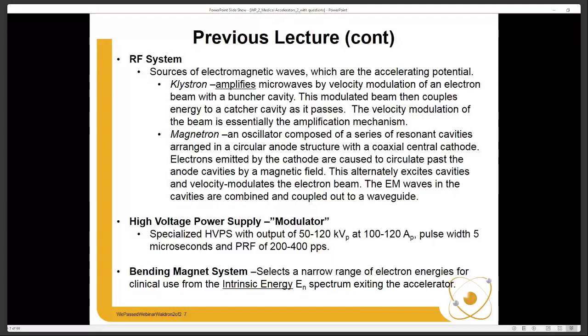The last item we talked about was the bending magnet. The bending magnet functionally is selecting a narrow range of electron energies from the intrinsic energy spectrum exiting the accelerator.